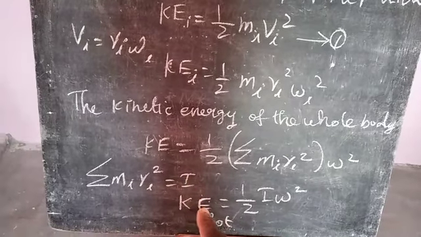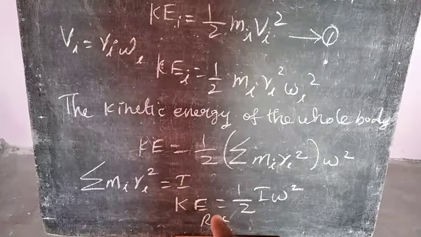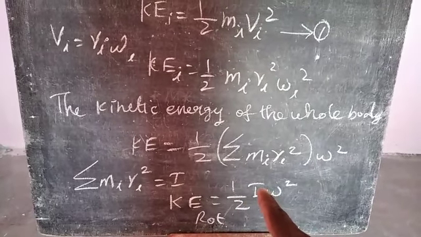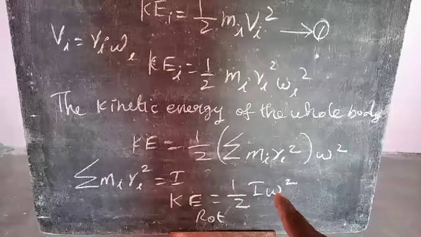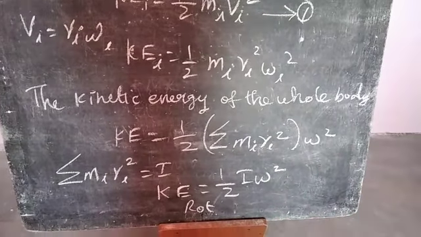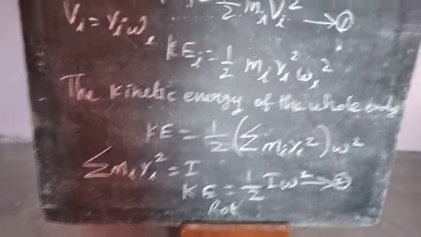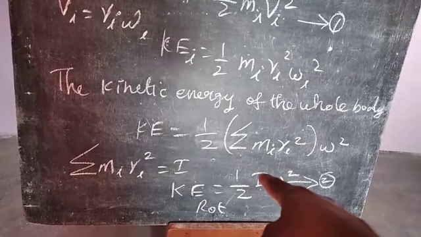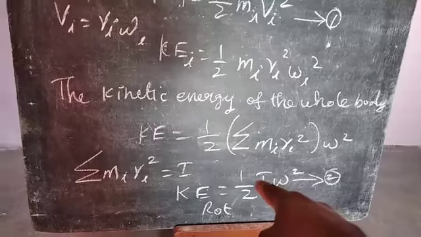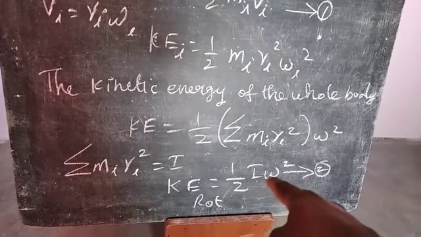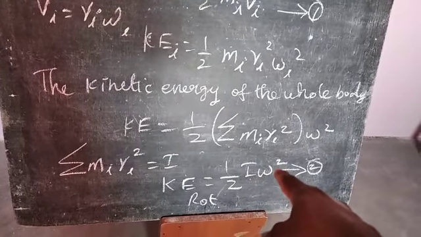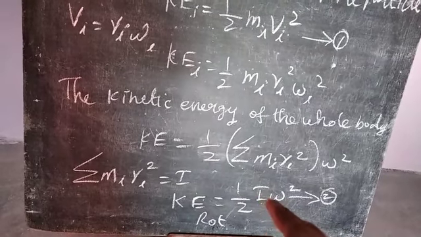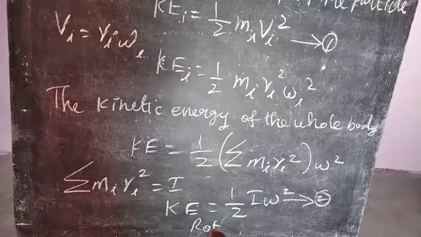So the kinetic energy in rotational motion, Ke rotational, is equal to half I omega square. This is the kinetic energy in rotational motion. This is equation 2. This equation 2 represents kinetic energy in rotational motion. Here omega is the angular velocity, I is the moment of inertia, and K is the kinetic energy in rotational motion.